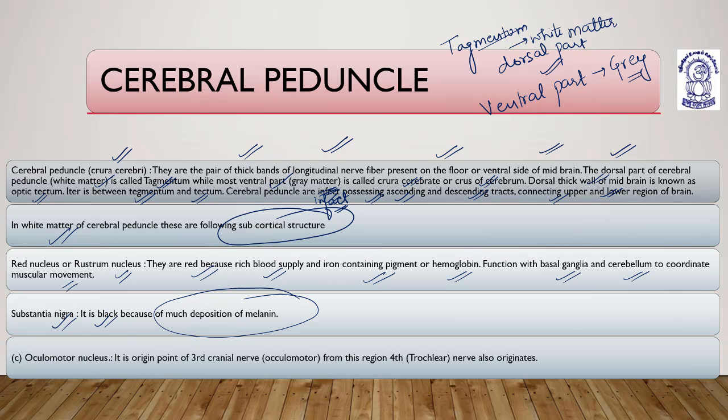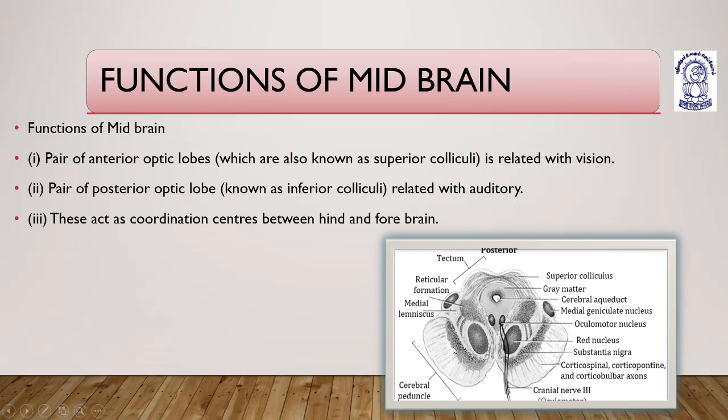Oculomotor nucleus is the origin point of the third cranial nerve, that is oculomotor. From this region, the fourth cranial nerve also originates, that is trochlear. So the white matter of cerebral peduncle has subcortical structures like substantia nigra, red nucleus, and oculomotor nucleus.